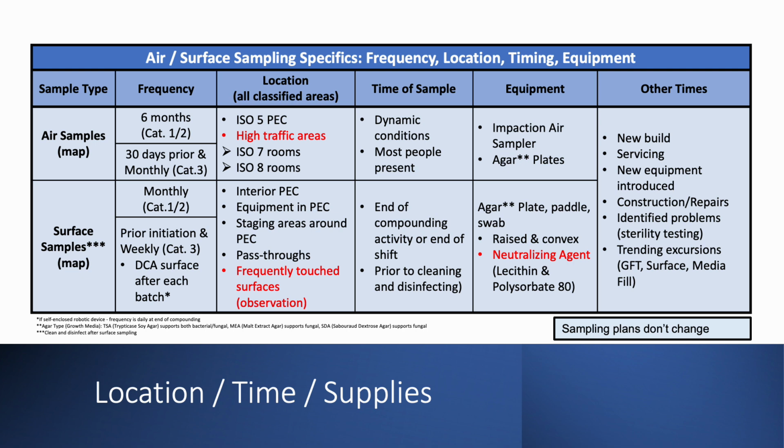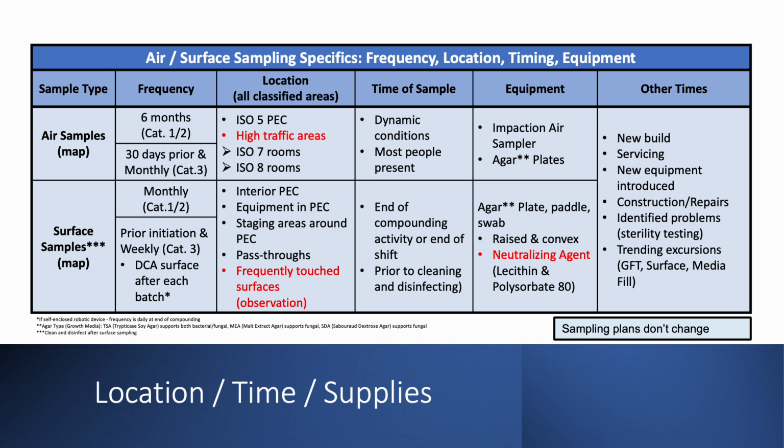As for surface sampling, for Category 1 and 2, we'll do this monthly. And for Category 3, they're going to do this every week, in addition to the DCA, or the direct compounding area in their hood, which will be sampled after each batch.